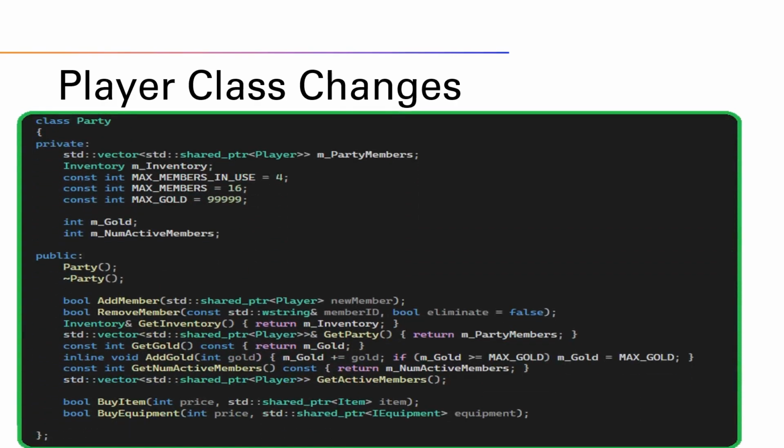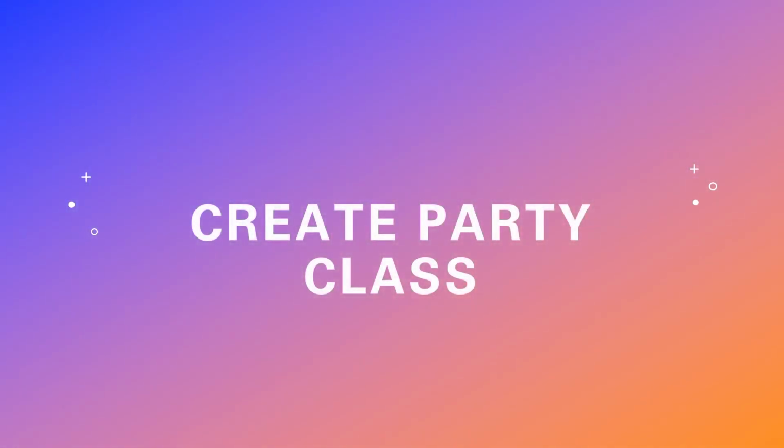Here's a sample of what the party class could end up looking like. As you can see, we'll have the inventory, a vector of players, the gold, the number of active players, the maximum players. The party will also contain the adding and removing functions, access to the inventory, gold, buying items, buying equipment, etc. Alright, let's get started on creating the party class.